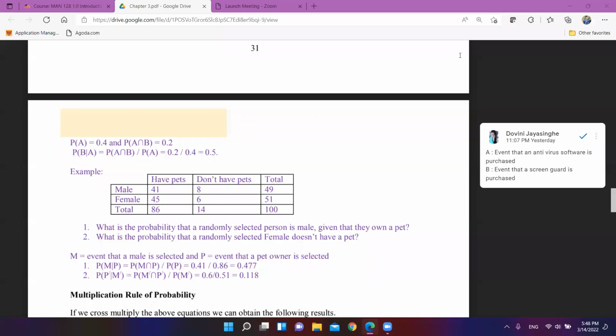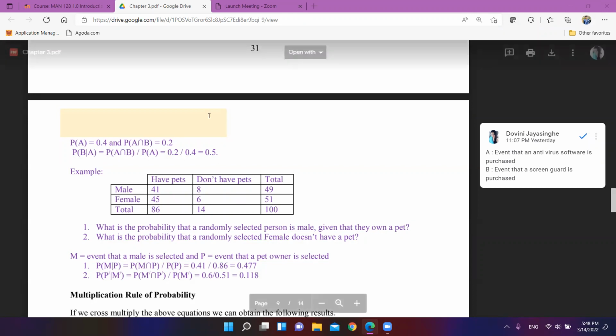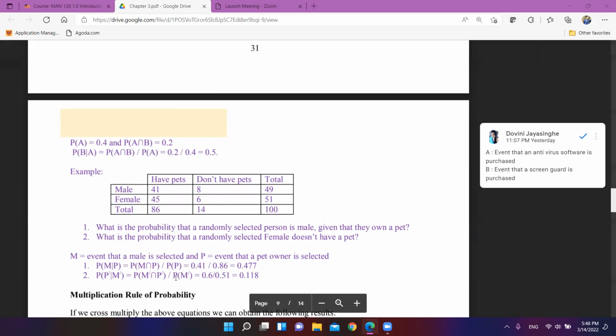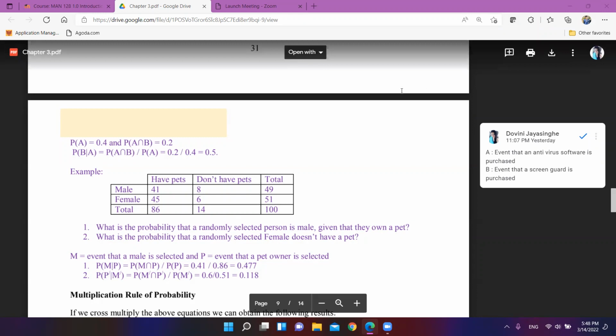Okay, two questions in the chat room. P, A given B. And please note, when you are writing the term given, just put a vertical line, not the division sign. Okay, it should be the complete vertical line. Someone is asking whether P, A, vertical line B is equal to P, A intersection B divided by PB. Whether it is correct? Yes, that is correct.